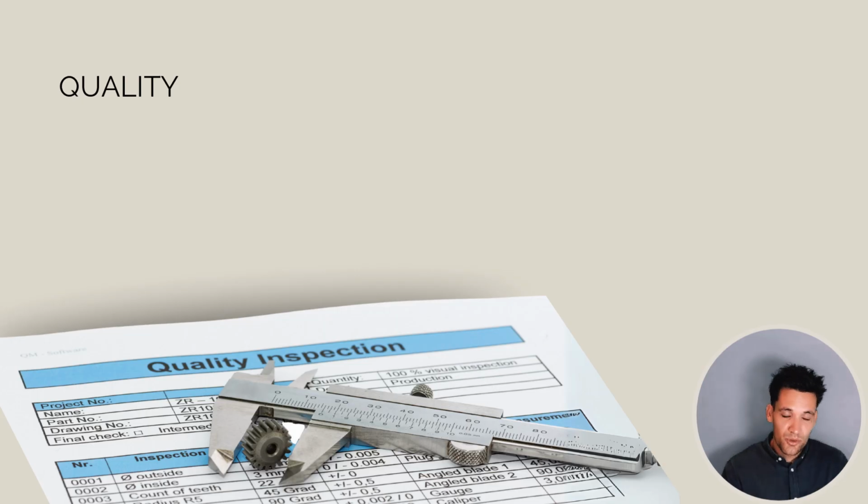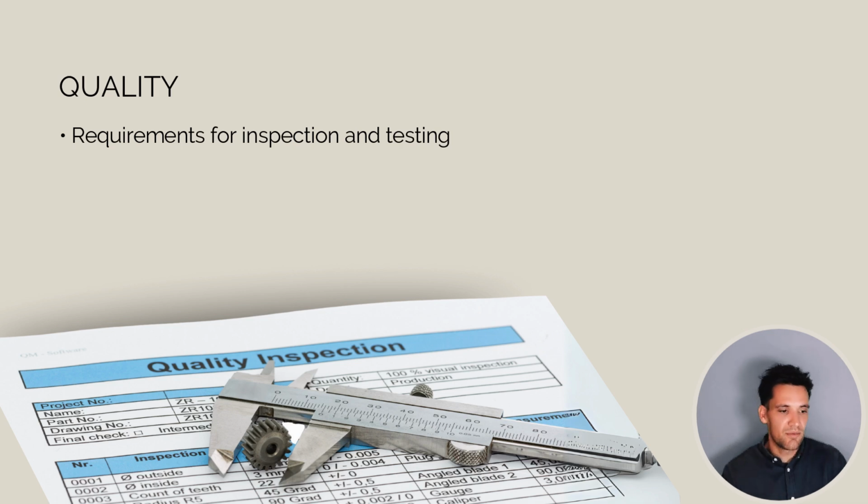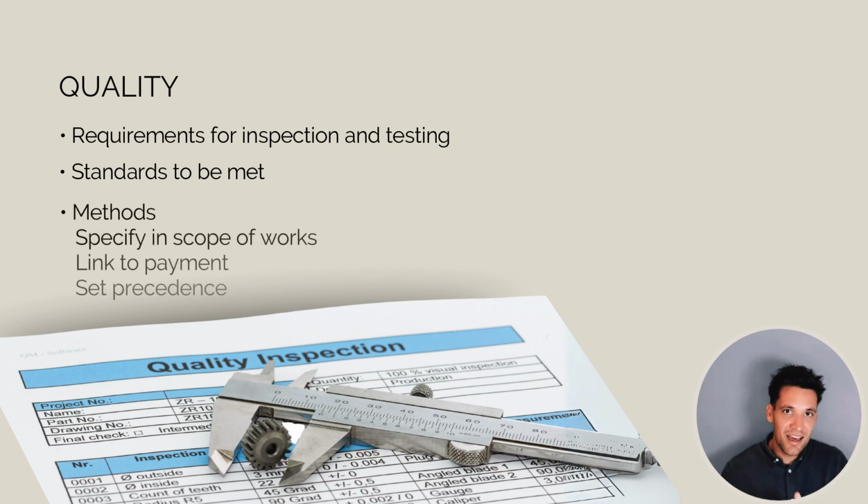Another useful thing to include in any scope of works is requirements for inspection and testing, or the quality requirements. These are just the standards to be met and the documentation to be submitted for any construction activity specified in the scope of works. Another key thing to do is to make sure it's clearly linked to payment milestones. For example, you can specify in the scope of works that you'll withhold 10% of a payment claim pending the final quality assurance and testing. It just sets a precedent for when you're managing the contract, the subcontractor is completing all their final closeout and QA.